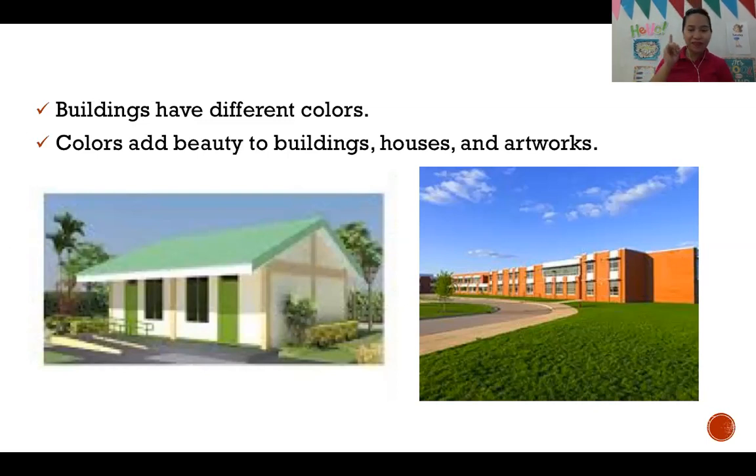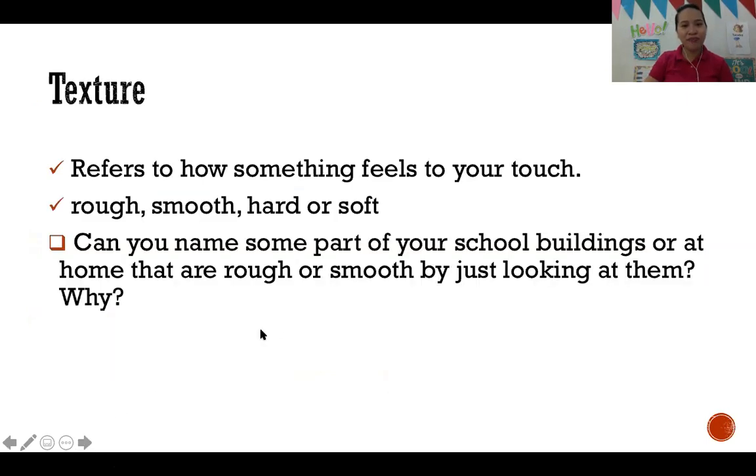Okay? So, let's move forward. Rough and smooth are examples of texture. Okay? So, texture refers to how something feels to your touch. When you try to feel something, muna siya ang texture. So, texture could be rough, smooth, hard, or soft. Okay?